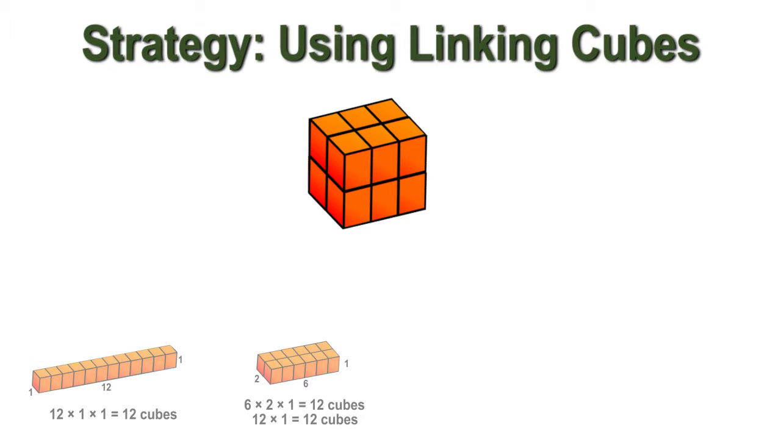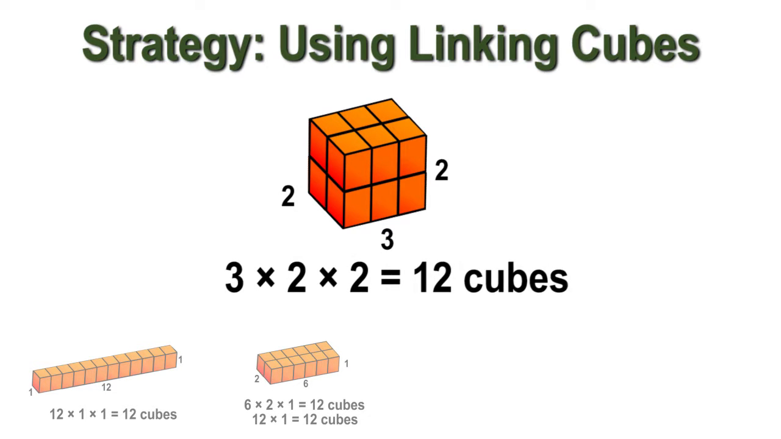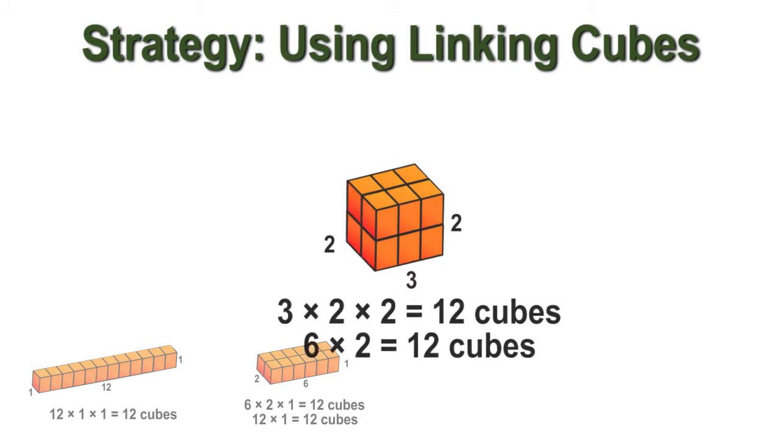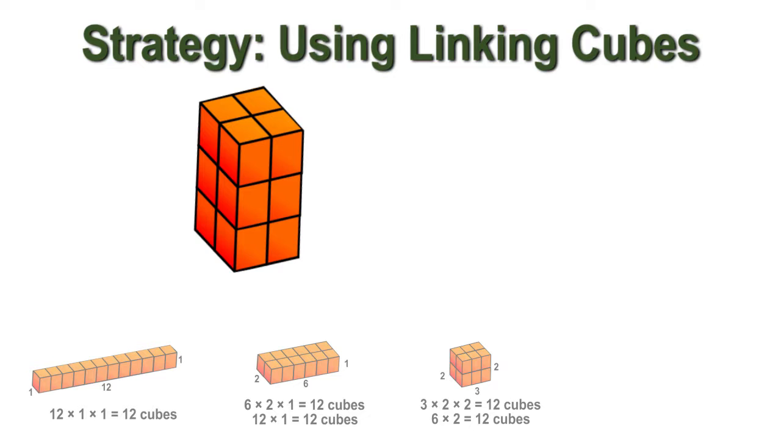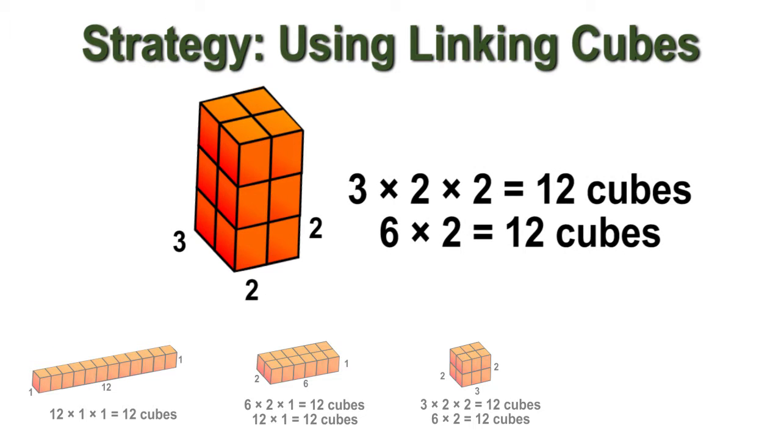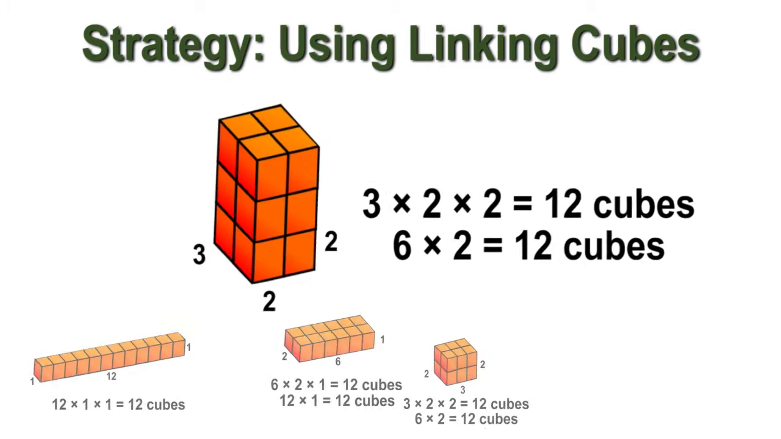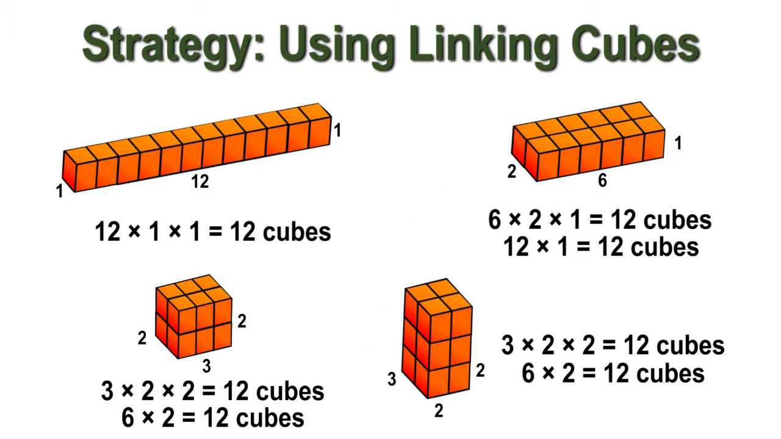The dimensions of this prism can be written as 3 by 2 by 2 equals 12, or 6 times 2 equals 12. Placing two rows of 2 cubes side by side and then stacking 3 more layers of cubes on top of the base is another way to create a prism with a volume of 12 cubic units. These are just a few ways that a rectangular prism with a volume of 12 cubes can be constructed. Children can use the cubes to create other prisms that have a volume of 12 cubic units.